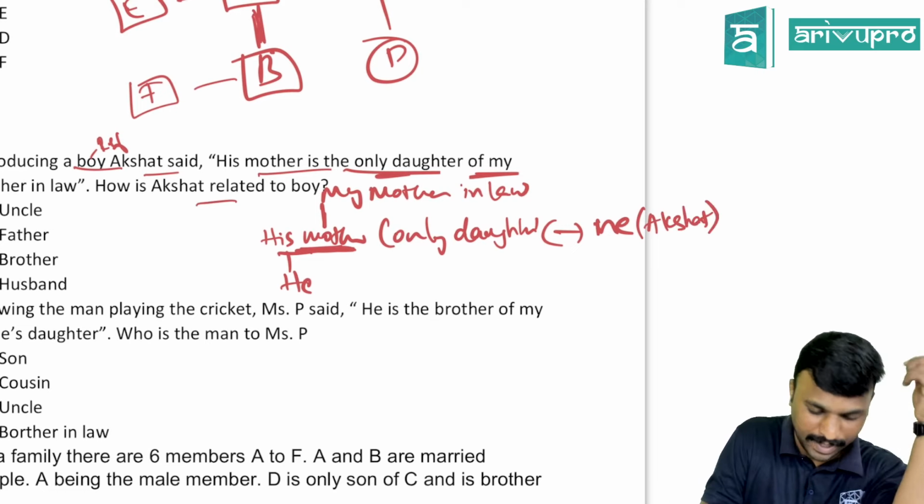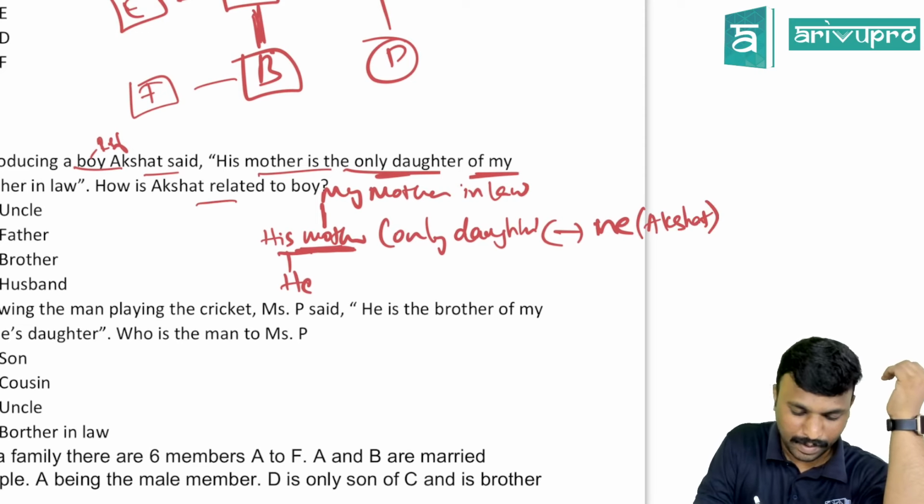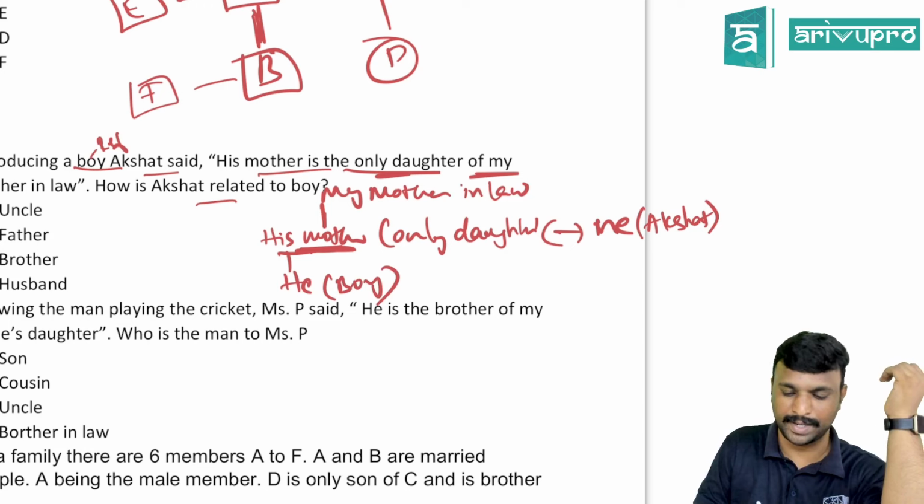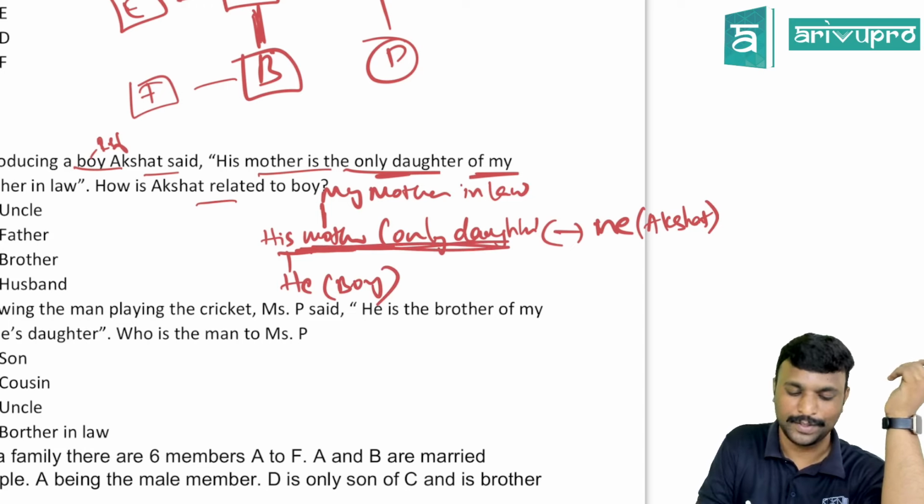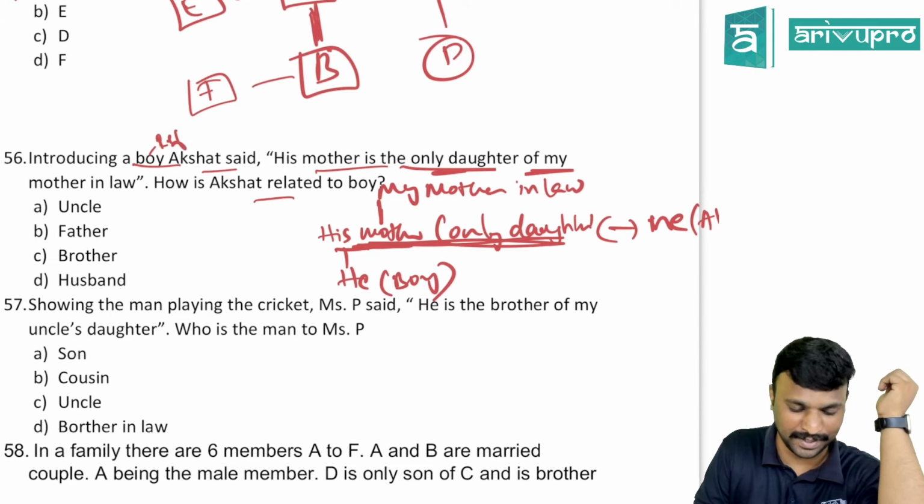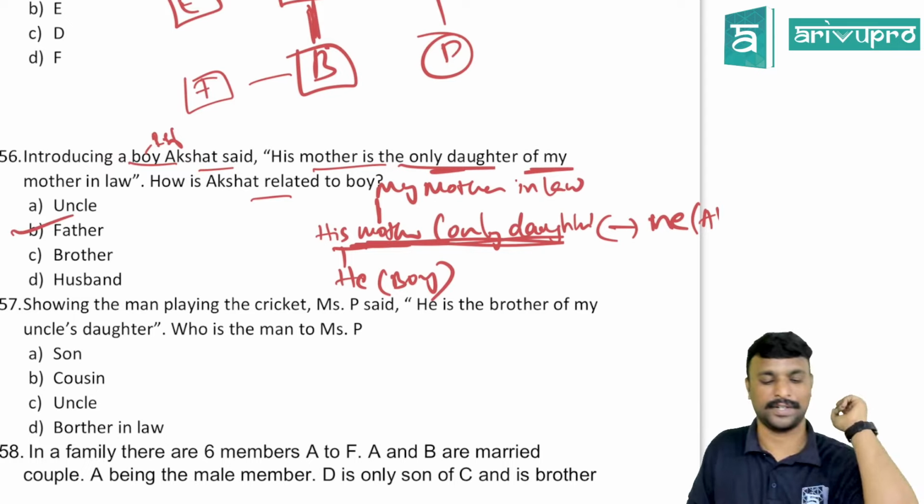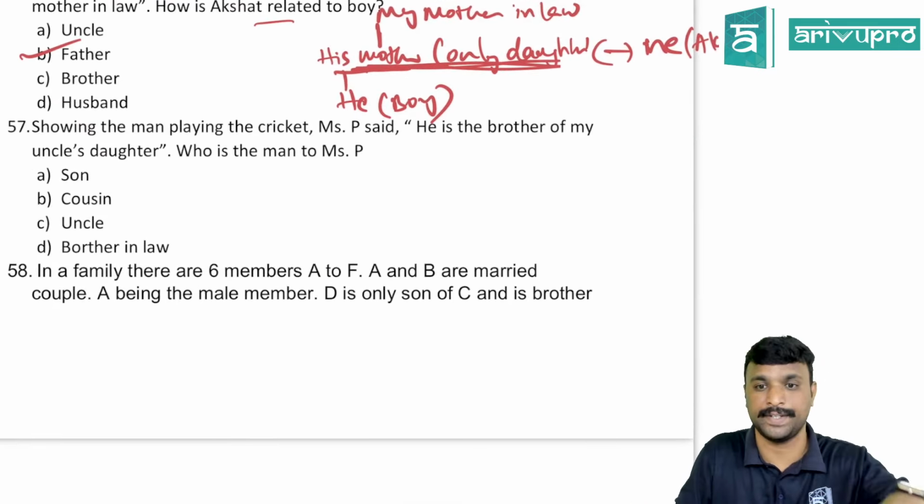Now, how is Akshat related to boy? See, where is the boy? Boy is he. Correct? See, Akshat's wife is his mother. Yes or no? So, obviously, boy is son to Akshat and Akshat is father to the boy. Is it clear? Let's move on to the next question, 57th.